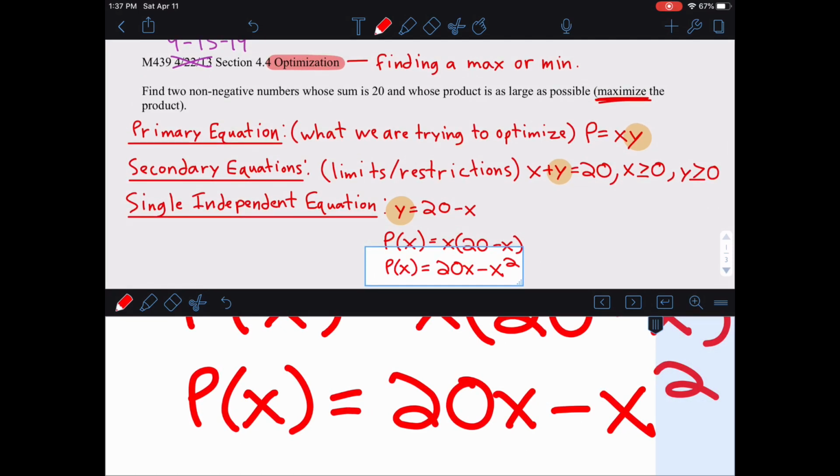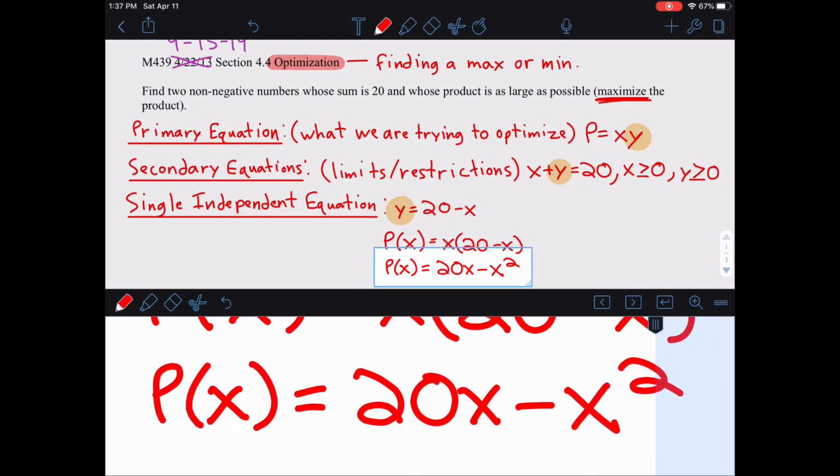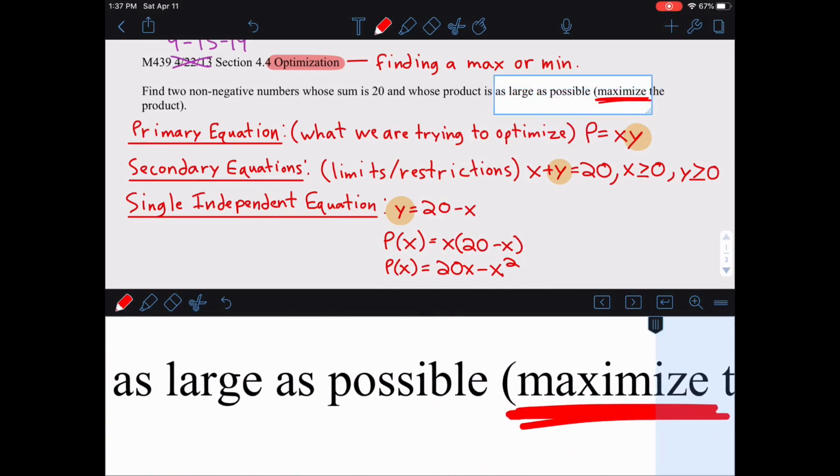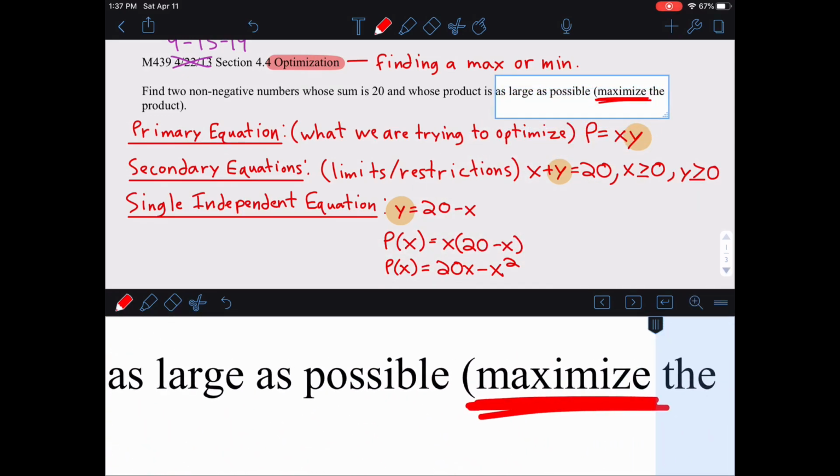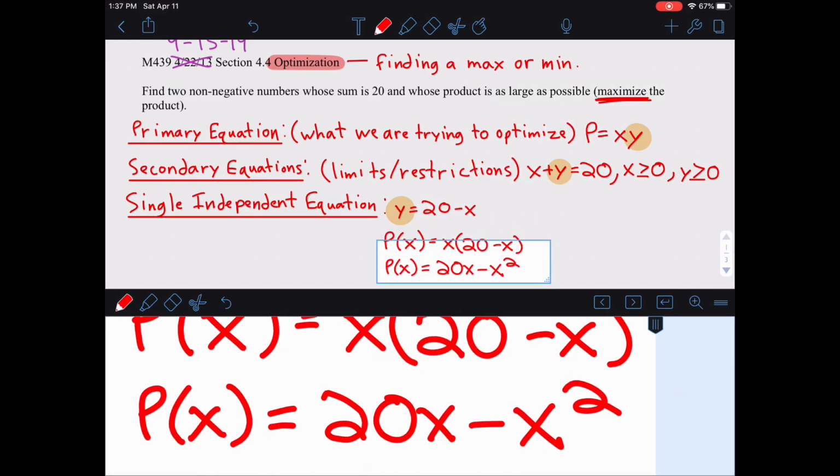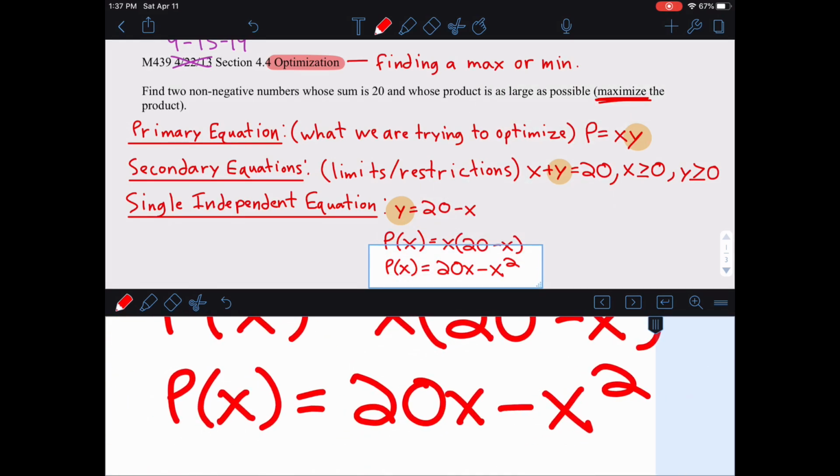This is the equation that I'm trying to find the max or the min of. And again, in this case, since P represents the product, right, I want the product to be as large as possible. So I'm trying to find the maximum of P of x here. Okay. So once we get our single independent equation, the next steps are going to be great because these are all the steps that we already know how to do. We're just going to find the maximum for P of x.